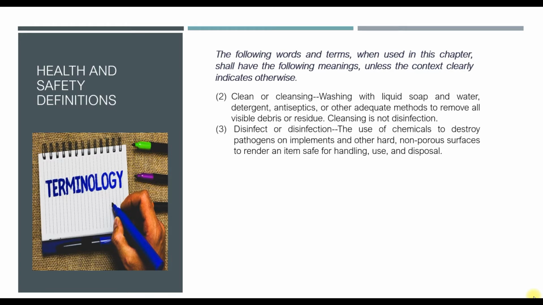4. Disinfectant. In this chapter, one of the following department-approved chemicals: A. An EPA-registered bactericidal, fungicidal, and virucidal disinfectant used in accordance with the manufacturer's instructions, or B. A chlorine bleach solution used in accordance with this chapter.